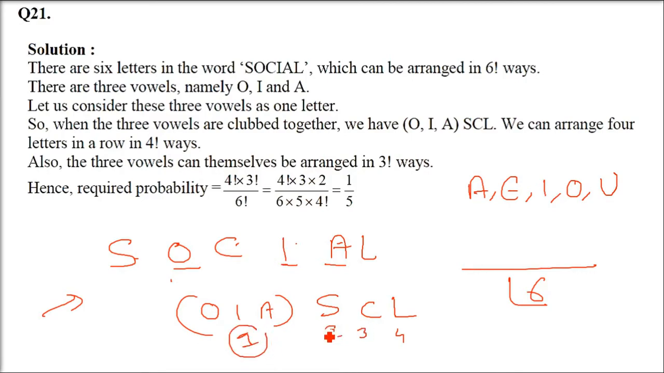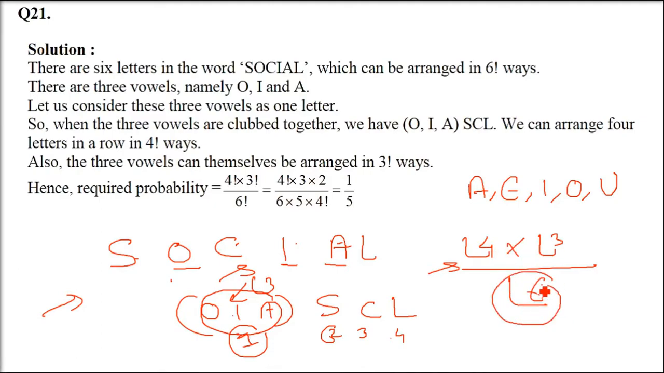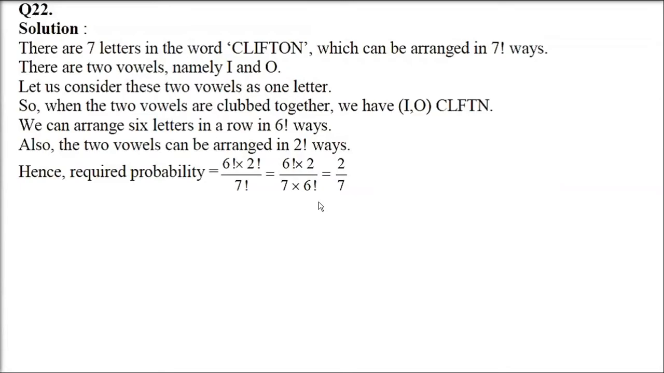Now coming to the favorable cases. Now we are taking OIA as 1. So they are 4, so factorial 4 ways we can arrange them. But OIA can also be arranged because we have taken them as 1. OIA can again be arranged in factorial 3 ways. So multiply factorial 3 here. So factorial 4 into factorial 3 by factorial 6 is the answer. Factorial 6 is the total number of cases. Factorial 4, factorial 3 is the favorable cases. Okay, 1 by 5 it will come.